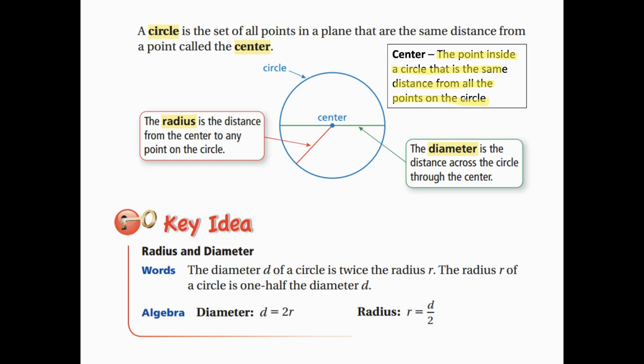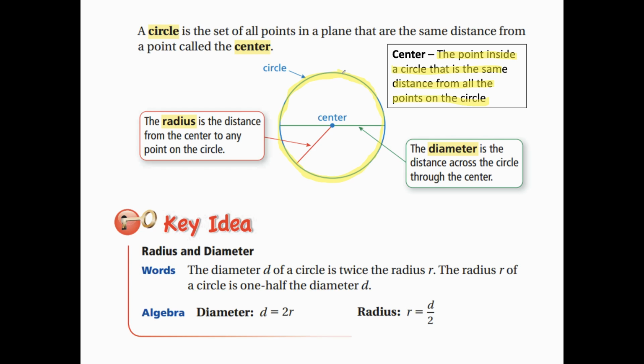So the circle is this line, okay? It is this line. It's not what's inside. The circle is literally those points that are on that blue line. So you have the center of the circle. Then you have the radius, which is the distance from the center to any point on the circle. And then the diameter is the distance across the circle through the center.